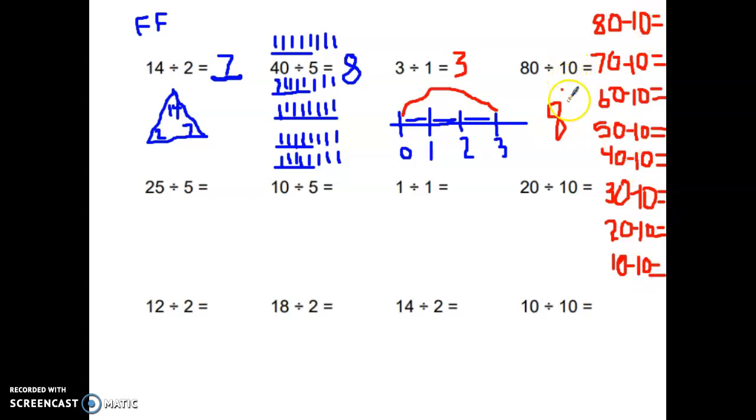Okay, so those are different strategies. I want you to try each of them, see which one makes the most sense to you. And for right now, until we start memorizing these facts, then you can pick which way you would like to do it. So go ahead and try the ones below, and we'll see how you do.